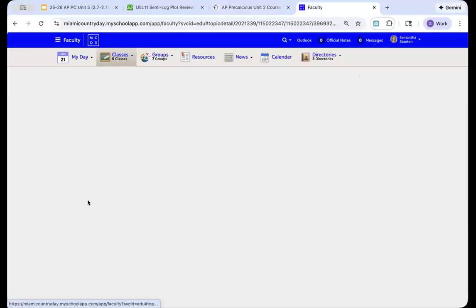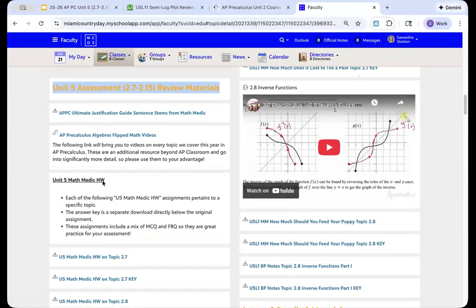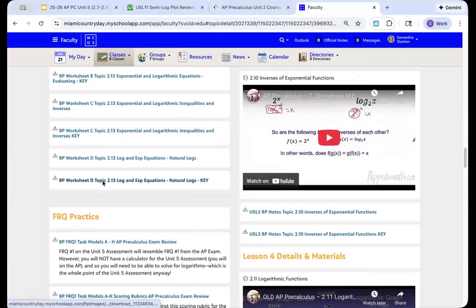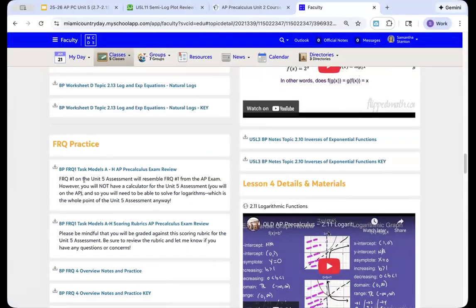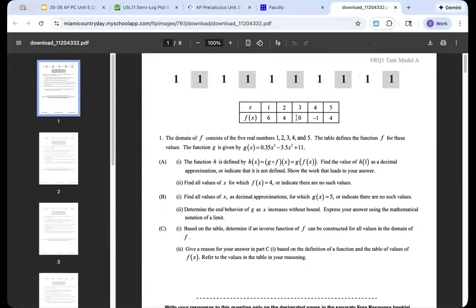Okay, so on the topics page, if you scroll down on the left side, we have our review materials, and then I made a whole section for you about the FRQ practice. If you click here for FRQ number 1, we're going to see that we have a data table and an equation. You could end up with a graph and an equation, or a data table and an equation. So you'll end up with 2 out of those 3 things.